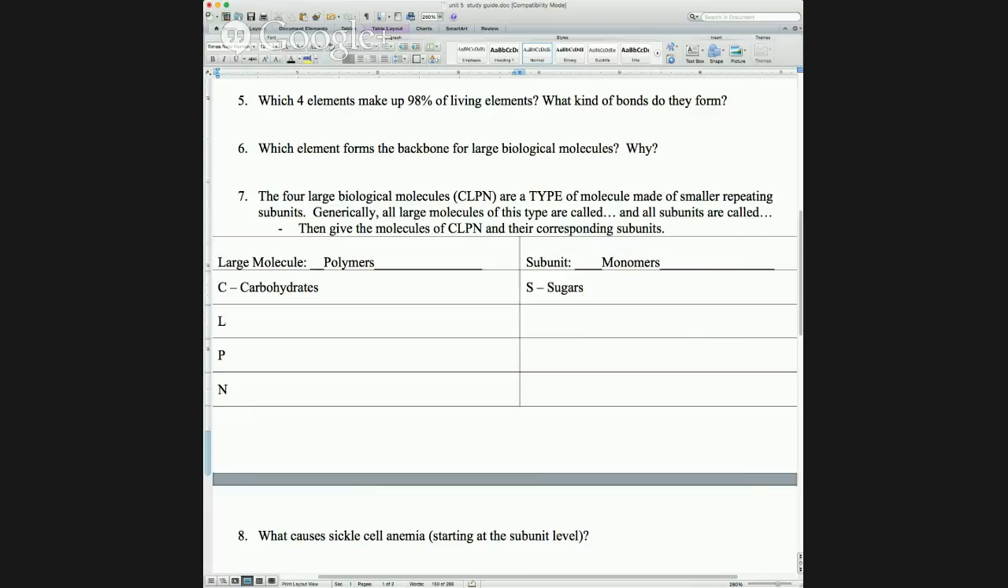L is lipids, and they're made of fatty acids. And P is for proteins, and they are made of amino acids. And the N is nucleic acids, so like DNA. And am I doing this right? Nucleotides. That's right. Clapping. Carbohydrates, lipids, proteins, nucleic acids, S-band, sugars, fatty acids, amino acids, and nucleotides.